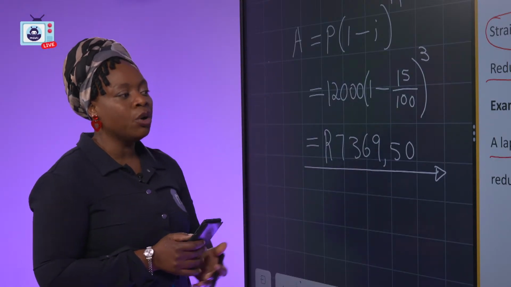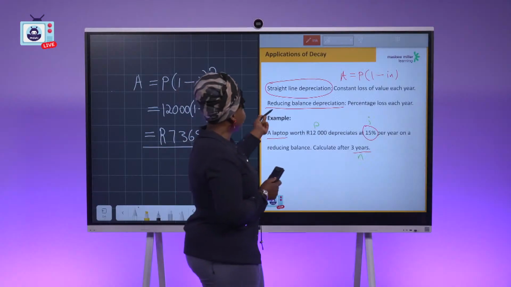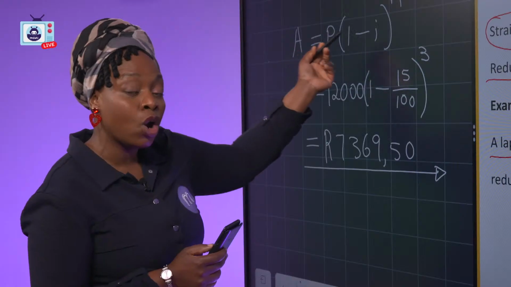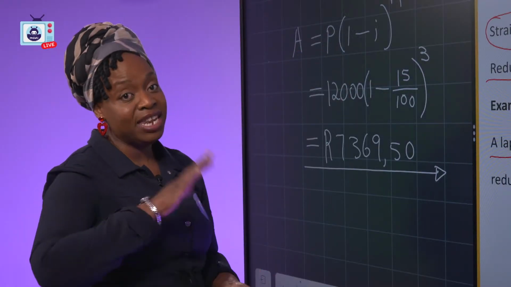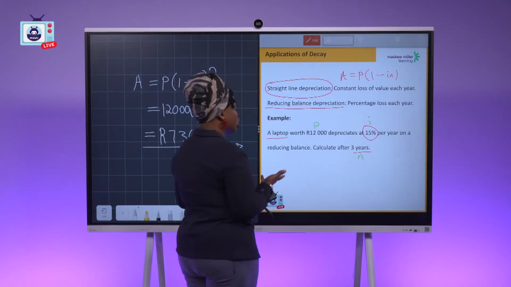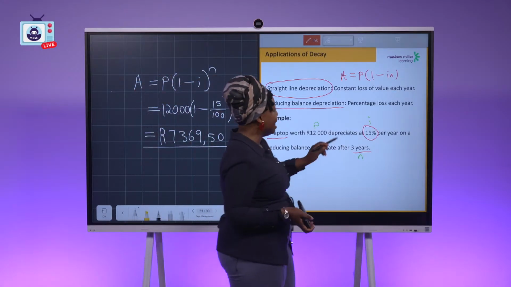So this is how you're going to respond to these questions. So if ever they say to you, use the reducing balance depreciation, just remember that you are using the compound interest formula that has a negative sign. But if they say straight line depreciation, just make sure that you use our straight line one, which is with a minus in between.